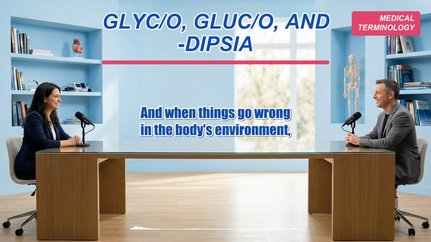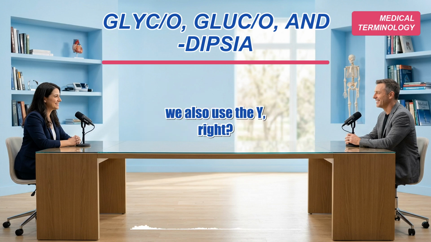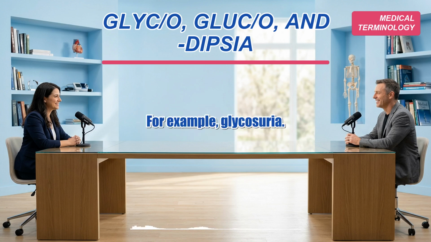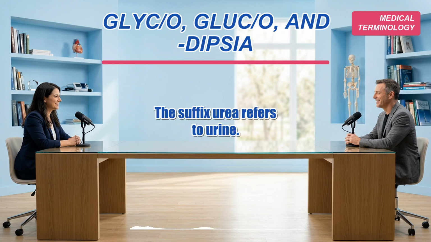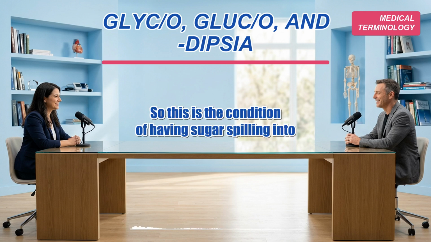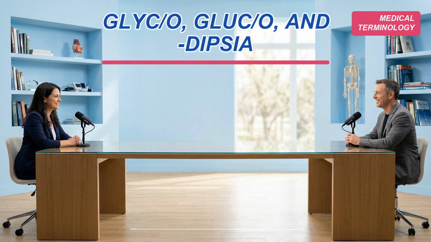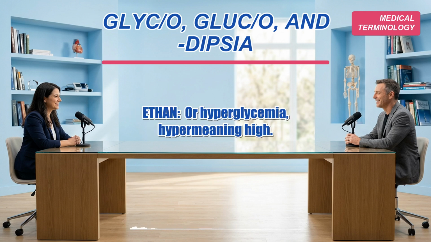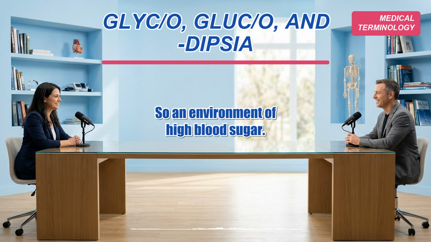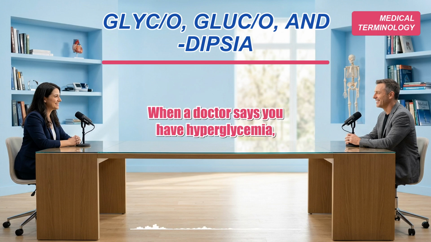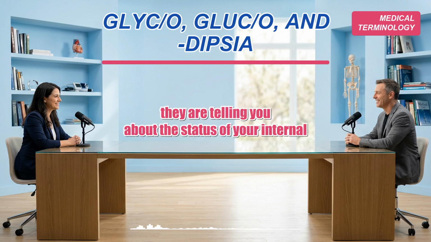And when things go wrong in the body's environment, we also use the Y, right? We do. Yeah. For example, glycosuria. The suffix uria refers to urine, so this is the condition of having sugar spilling into your urine. Which brings us back to our 17th century doctor. Right, or hyperglycemia. Hyper meaning high, so an environment of high blood sugar.